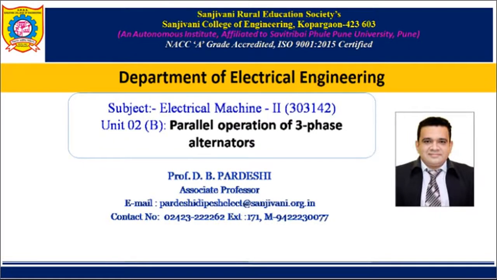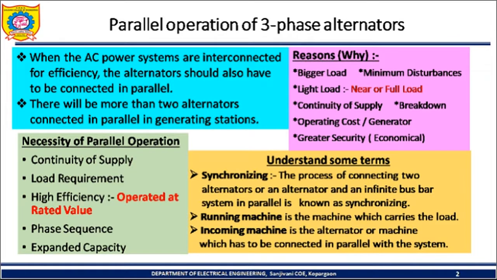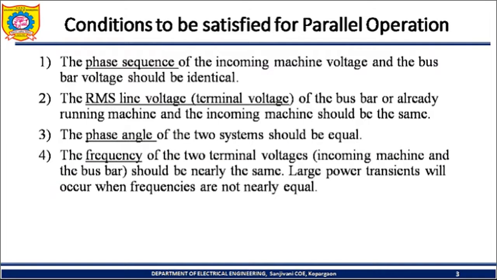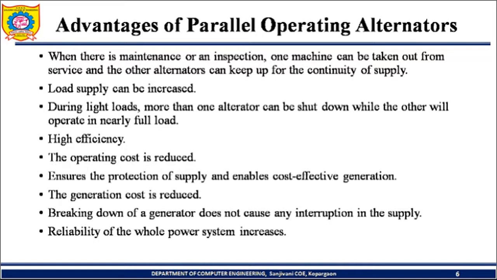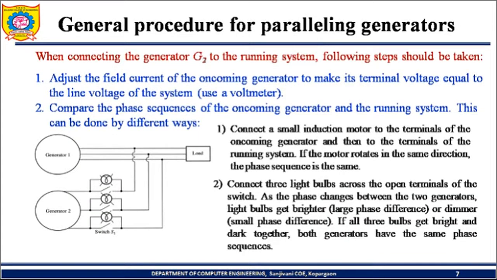Dear students, welcome back. Up till now, we have seen the parallel operation of three-phase alternators, the necessity of operations, its reasons, and the different conditions. These include phase sequence, RMS line voltage, phase angle, and frequency. Then we saw load sharing between the two alternators, how the phase sequence gets checked, and the advantages of parallel operation of three-phase alternators. Now we are going to see the general procedure for performing the parallel operation of generators.